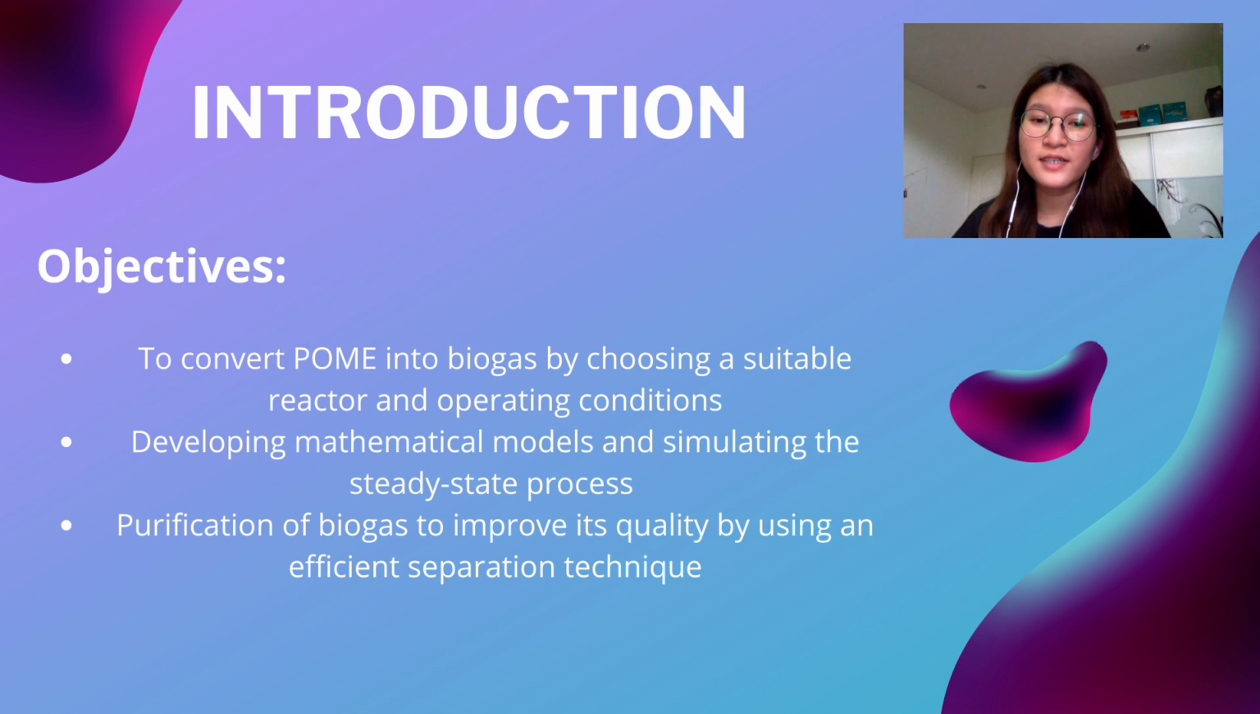For this integrated project, it involves 3 of our subjects, which are Reaction Engineering 1, Process Modeling and Simulation, and also Separation Process 2. The objectives of our integrated design project are to convert palm oil mill effluent into biogas by choosing a suitable reactor and operating conditions. Next, we have to develop a mathematical model and simulate the steady state process. Lastly, we also have to purify the biogas in order to improve its quality by using an efficient separation technique.